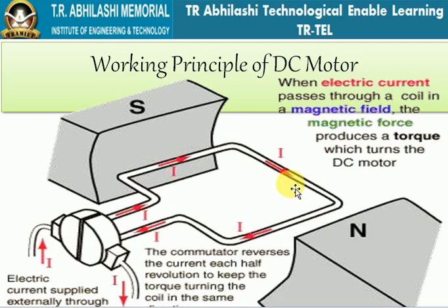In this coil, if this is the direction of current, you can see I is flowing from here. This is the direction of current. So when there is a north pole and there is a south pole, means there is a magnetic field in this. When a current carrying conductor, means this is a conductor and it is carrying current, means we are giving current to it, is placed in a magnetic field, it experiences a force, means this conductor experiences a force.